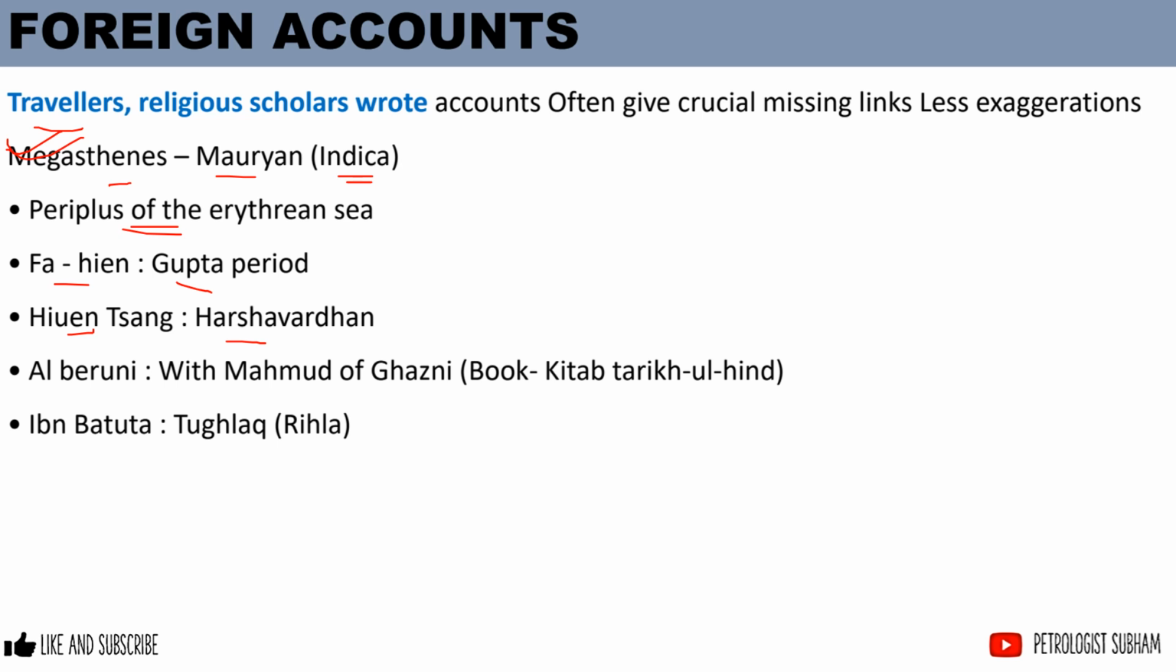Al-Biruni. Al-Biruni wrote Kitab Tariq-ul Hind, based on whom? Mahmud of Ghazni, one of the Turks from Turkey. Okay. Ibn Battuta. Ibn Battuta wrote Rihla based on Tughlaq. So these are the basic or important foreign texts that are related to India, like Indica, then Al-Biruni ka Kitab Tariq-ul Hind, and Ibn Battuta ka Rihla. You must remember these points. Okay.